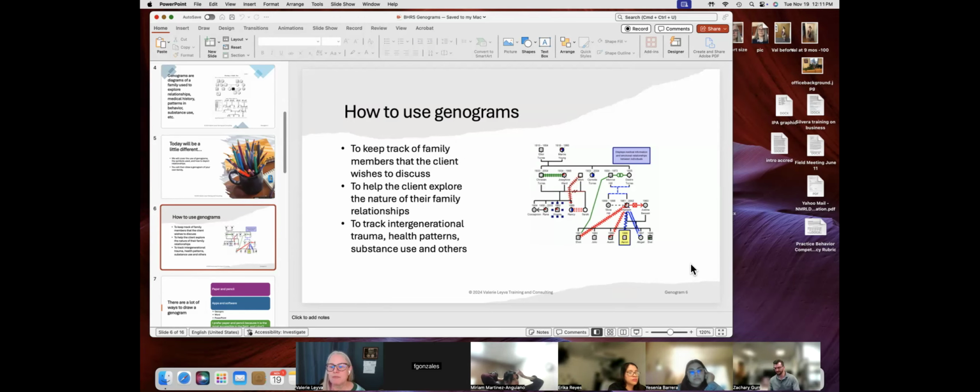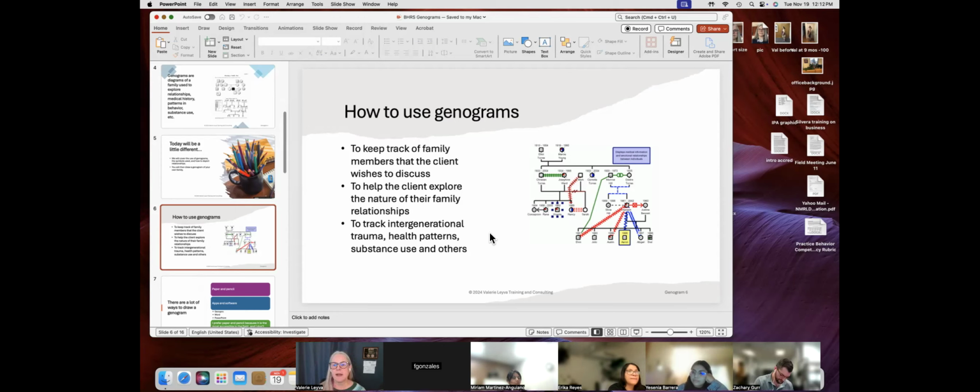So this is an example of a genogram, and I'm sorry it's a little blurry because of the size of the image, but it's a way to keep track of family members, help the client explore the nature of family relationships, and to track intergenerational patterns around trauma, health patterns, substance abuse, relationship patterns, immigration, marriage patterns, primary relationship patterns. So it's just a way to look at the family from a written perspective. So it's on paper, it's more concrete. Some folks are visual learners and they can understand it more when they see it versus just chatting about it or talking about it.